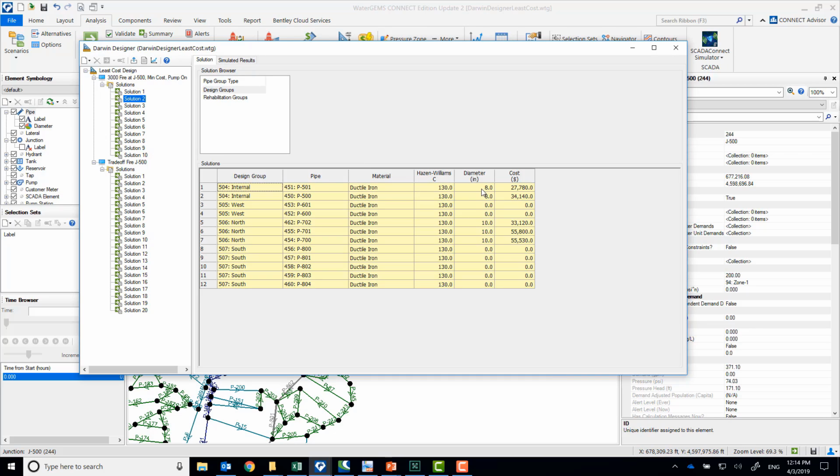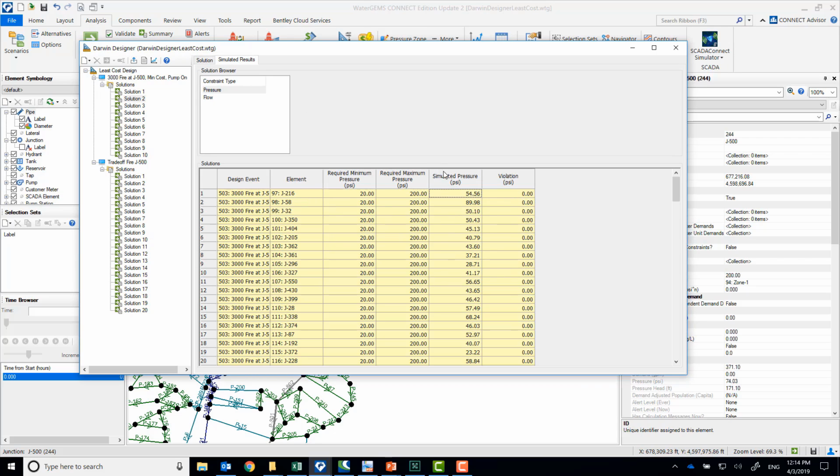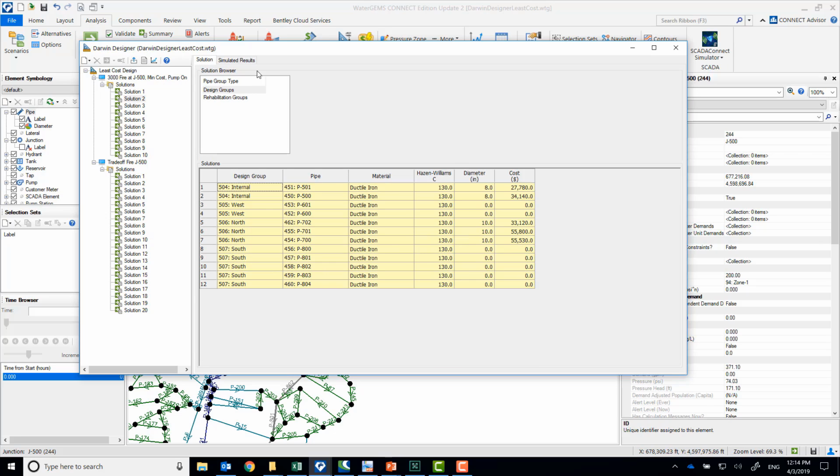It's saying, hold on, what was solution 1? Okay, solution 1 had the internal pipes at 10-inch and the 700 run at 8-inch. Solution 2 has the opposite. So let's see this solution, what the simulated results would be there. Sort ascending. So the benefit doesn't seem that significant, but it is pricier.